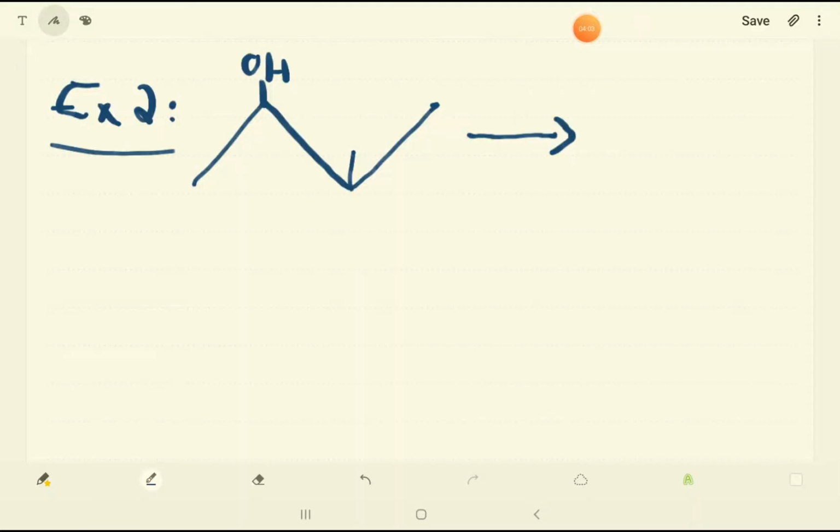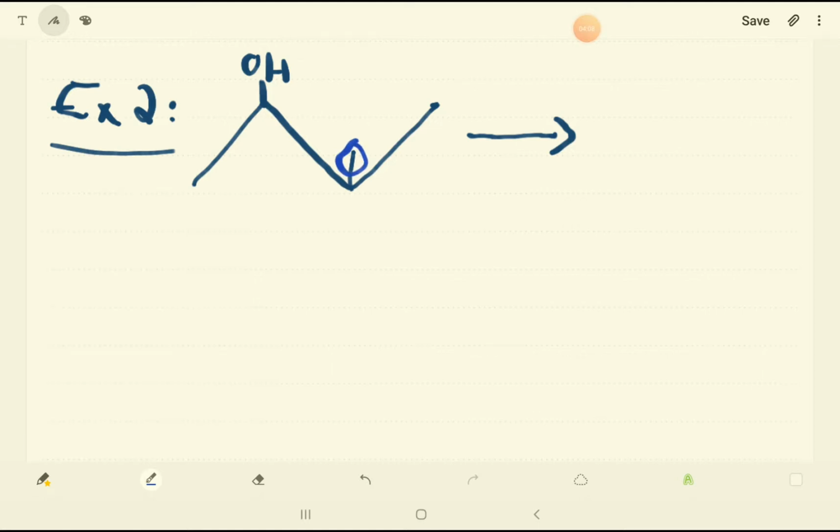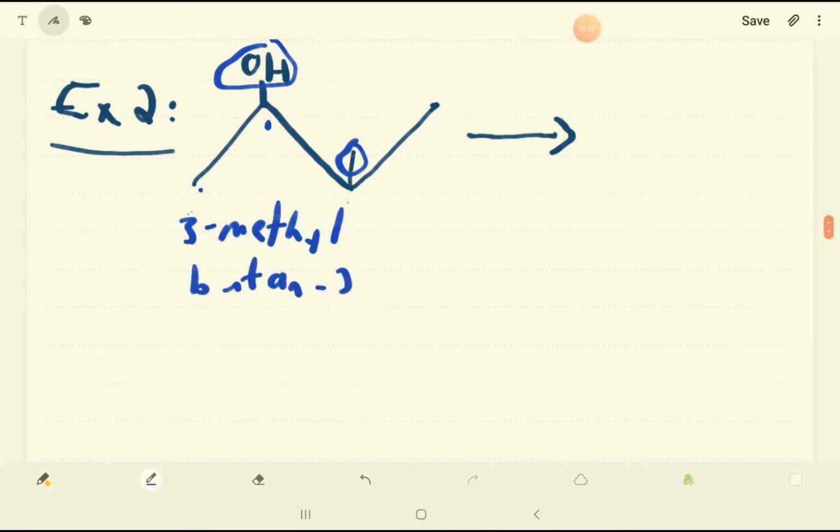Let's say I have an alcohol with a branch on it. See that little line sticking out here? That's a branch. The only thing that's really going to change after I add a catalyst and an oxidizing agent is your OH over here. So we start off with 1, 2, 3, 4. We'll write 3-methylbutan-2-ol, and we add a catalyst and some sort of oxidizing agent here.